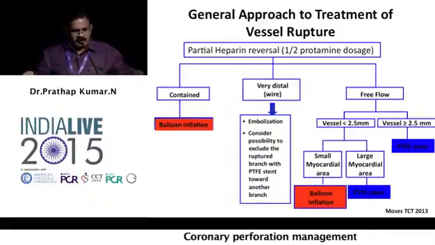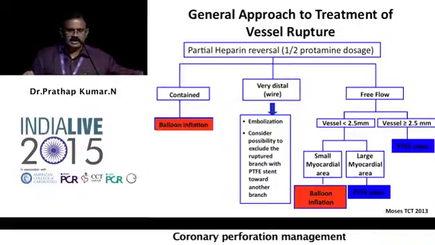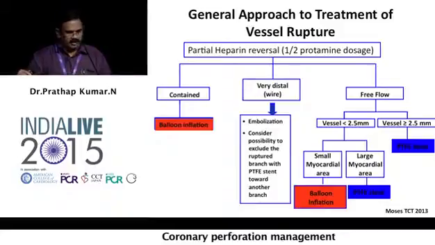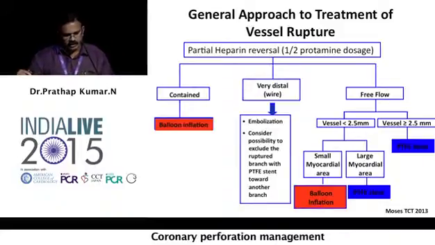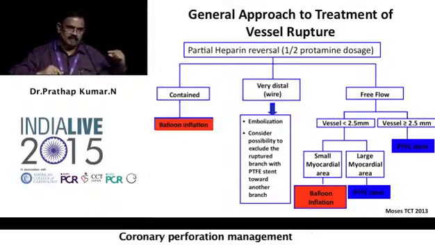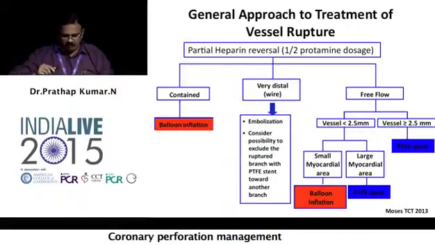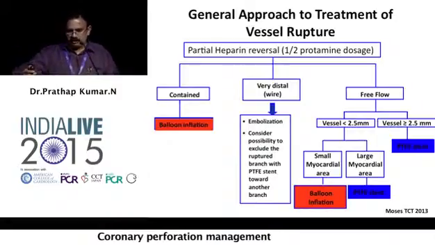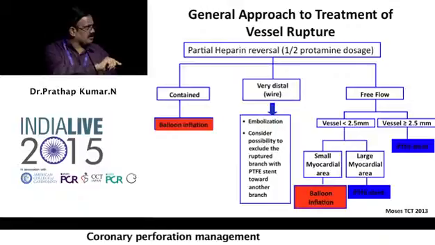Treatment, contained perforation, balloon inflation. If the wire is distal and producing perforation, you have to go with the embolization or consider possibly to exclude the ruptured branch with the PTFE stent. If it is possible, you have a 2.5 or 3 or 3.5. Free flow, possibilities are balloon inflation, PTFE stent.